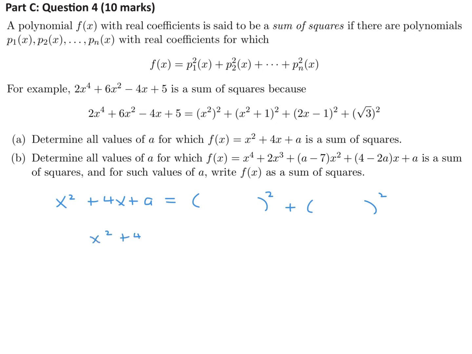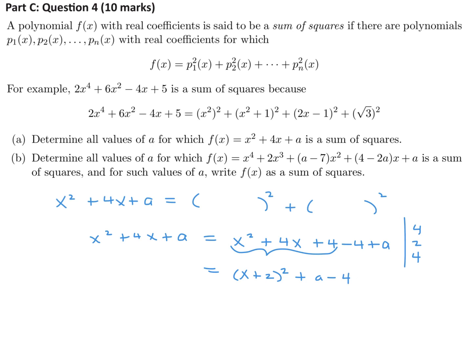x squared plus 4x plus a. Most likely we're going to have to complete the square. So x squared plus 4x: take that coefficient 4, take half of it and then square it, add it and then subtract it, and then don't forget that a. That allows you to factor that, and it becomes x plus 2 all squared, and then this is a minus 4.